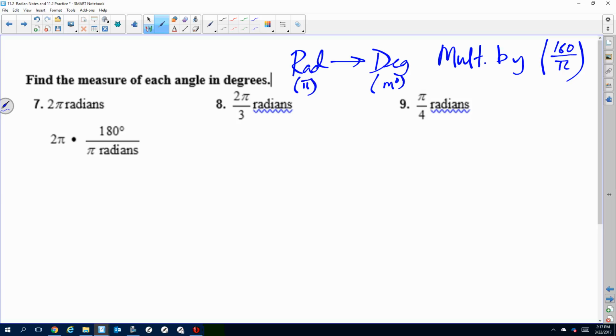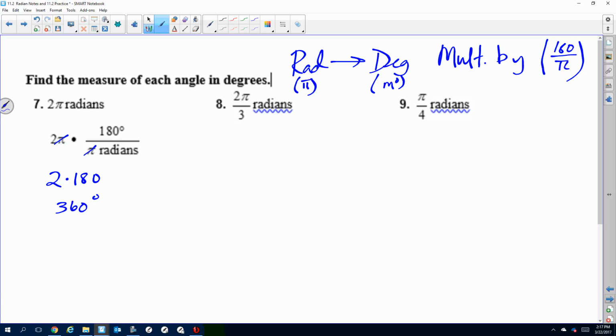So number 7, they've kind of already set up for you. We have 2 pi radians. We want to change it to degrees. So we take that 2 pi, multiply 180 over pi. The pi's will always cancel out, which really leaves me 2 times 180, which is just 360 degrees.